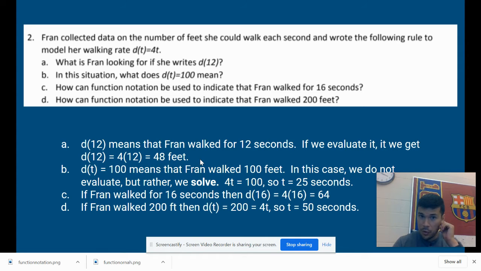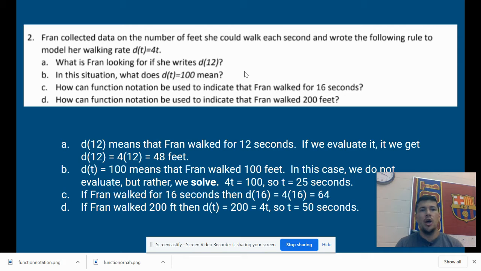Okay, so here's a contextual situation. It says Fran collects data on the number of feet she can walk each second, and she comes up with a rule. When you hear the word rule, we're really talking about a function's equation. So the equation is d of t equals 4t. We're going to ask 4 questions, seeing if we understand function notation.